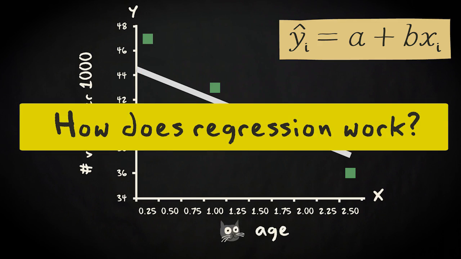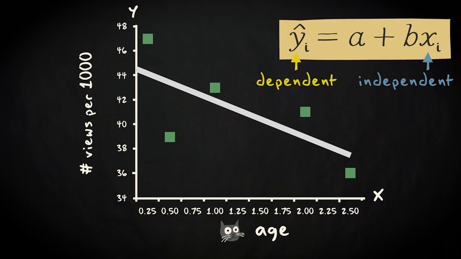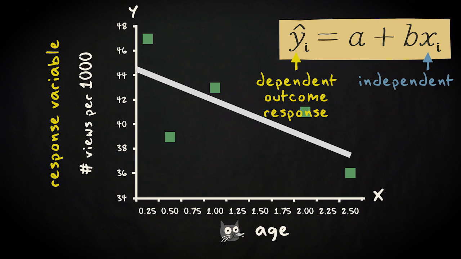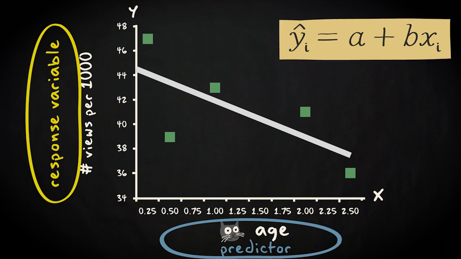So how does regression work? Well, in regression analysis, we distinguish between an independent and a dependent variable. The dependent, or outcome, or response variable is the variable we want to predict, in this case, video popularity. The independent variable, or explanatory variable, or predictor, is the variable that can be used to predict the response variable. In this case, we think cat age can predict popularity. I'll use the terms response variable and predictor from now on, because they're shorter and less easily confused. So the predictor always goes on the x-axis. The response variable, in this case video views per 1,000, always goes on the y-axis.